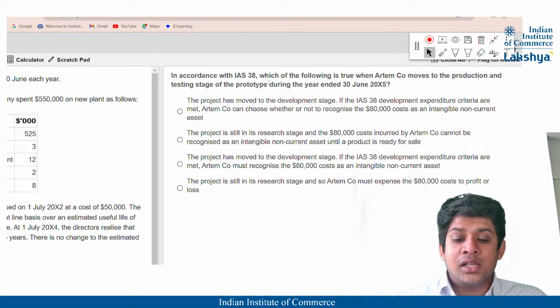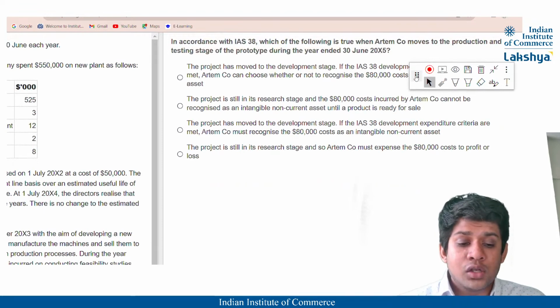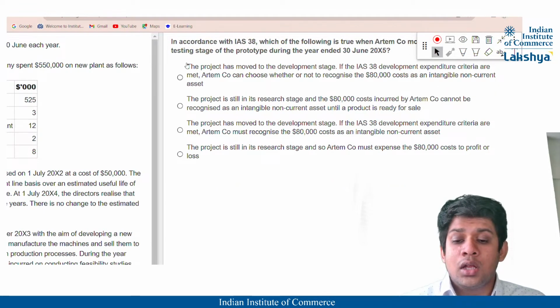In accordance with IAS 38, which of the following is true when Atom Company moves to the production and testing stage of the prototype? Obviously, once it moves to the testing stage of the prototype, from that date you will capitalize whatever costs you've incurred. Right? So let us see what they are saying.